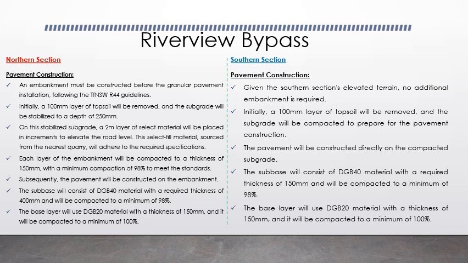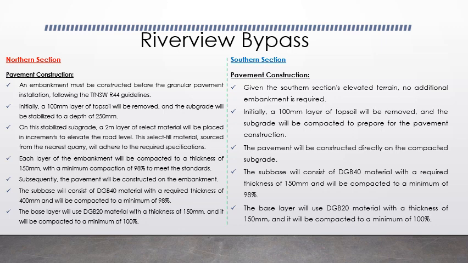And the pavement will be constructed over the embankment. For the subgrade and the subbase, we'll use DGB 40 material with the required thickness of 400 mm, and the minimum compaction will be 98%. The base layer will be DGB 20, and the thickness of the base is 150 mm, and it will be compacted to a minimum of 100%.